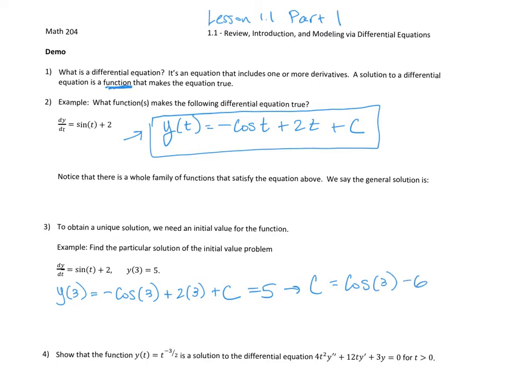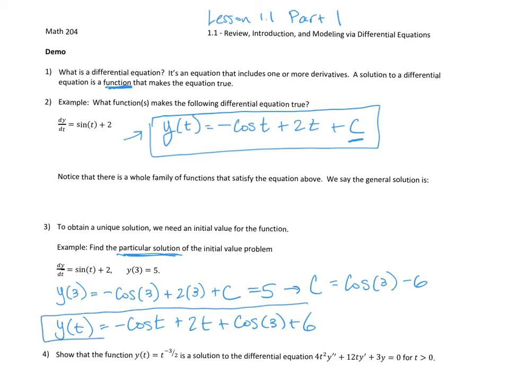minus 6. It's very, very tempting to circle that and call that the answer, but that is just the c value, a piece of the answer. The particular solution is a function. It's y of t equals negative cosine t plus 2t, and then replace the c from the general solution with the particular value we just found: cosine of 3 minus 6. So that function has as its derivative sine of t plus 2, and if you plug a 3 in for t, you get 5.